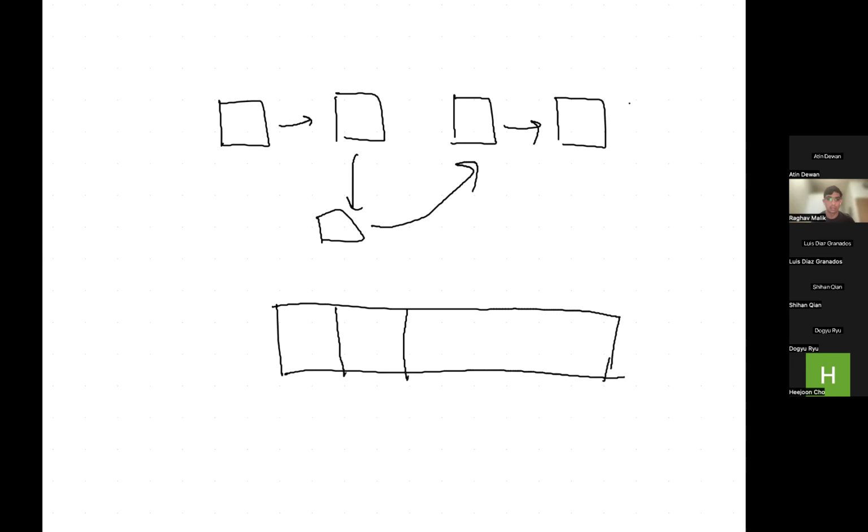So I can start by pre-allocating an array. And I'm going to call this like a pool. Okay, turns out I don't know how to write super well with this.